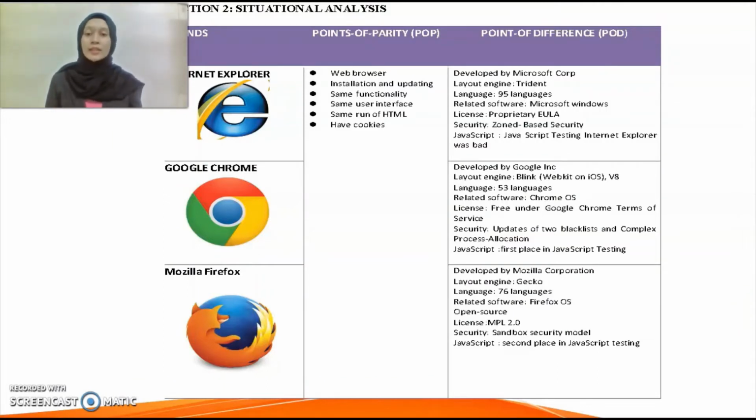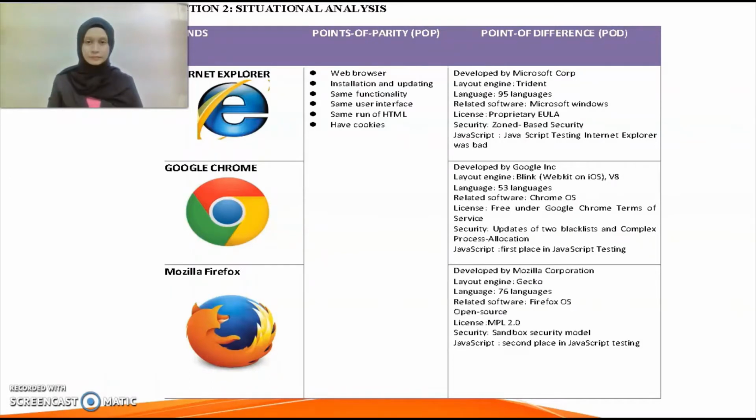The next point of difference is languages. Internet Explorer 10 for Windows 7 provides 95 languages. Internet Explorer provides more languages than Google Chrome and Mozilla Firefox. Google Chrome provides 53 languages. Google Chrome provides fewer languages than Mozilla Firefox and Internet Explorer. Mozilla Firefox provides 79 languages. Mozilla Firefox provides more languages than Google Chrome.